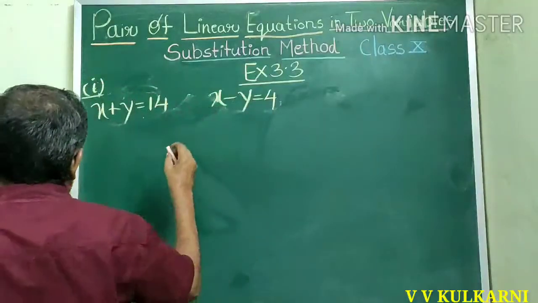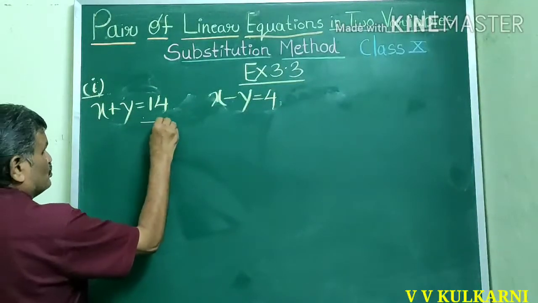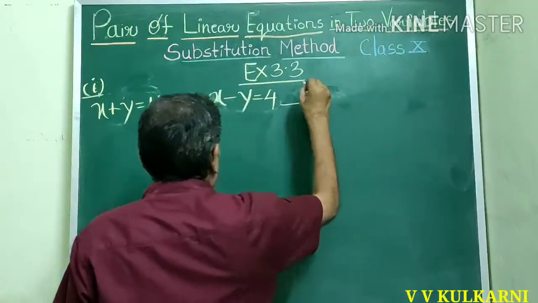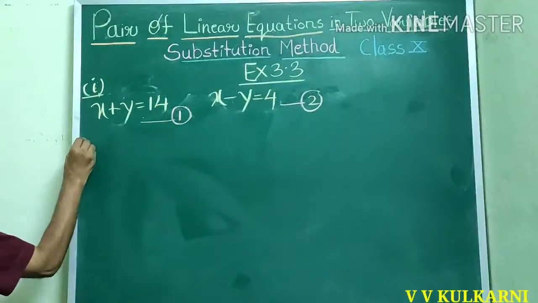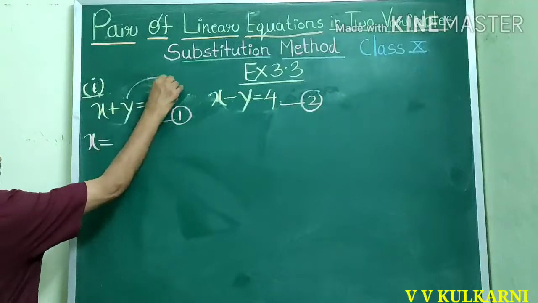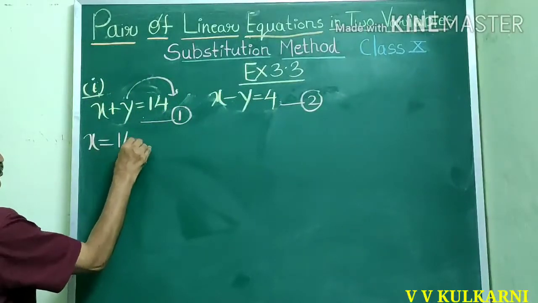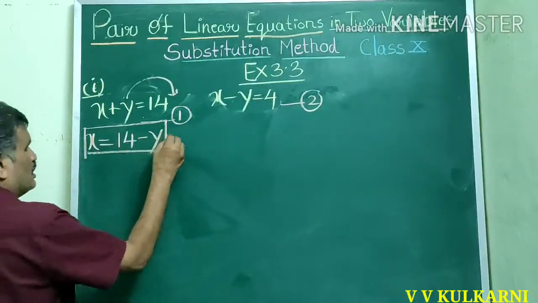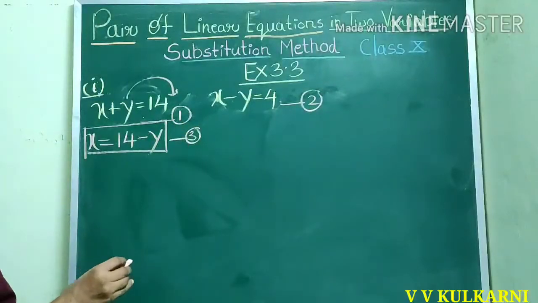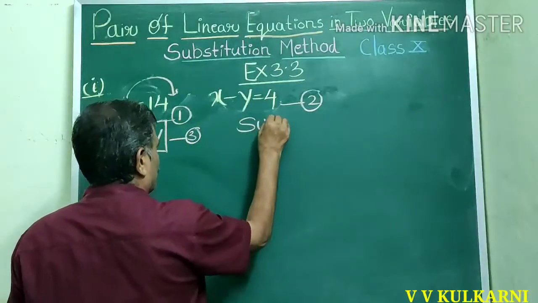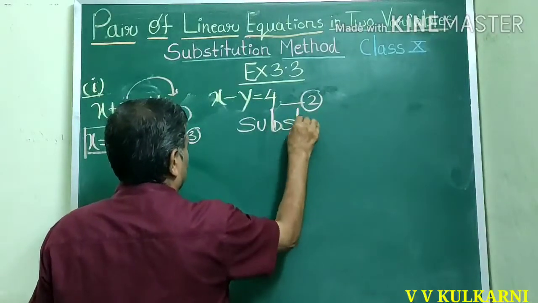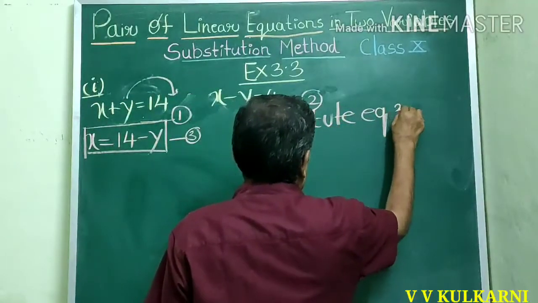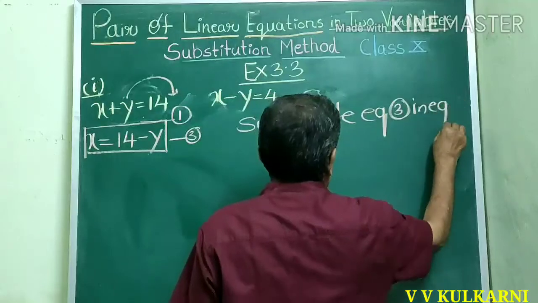Let us see. The first step is, you call the given equation as 1 and the second given equation as 2. Then you take x is equal to, if I transpose this y towards the right side, it becomes 14 minus y. So the value of x is 14 minus y. I will write it as the third equation. Then I will substitute equation third in equation second.